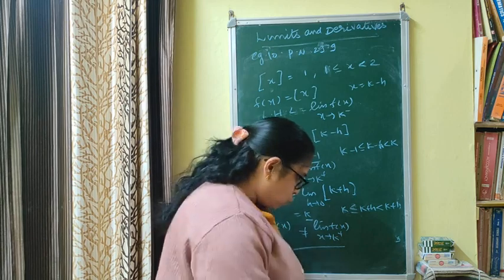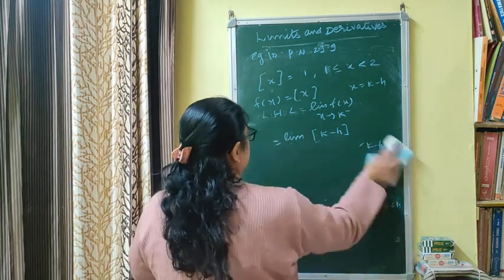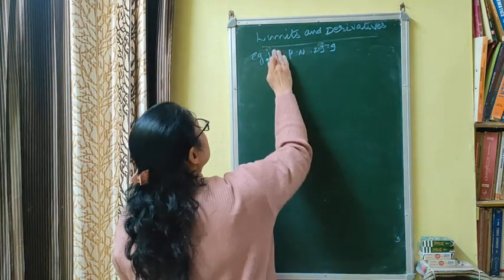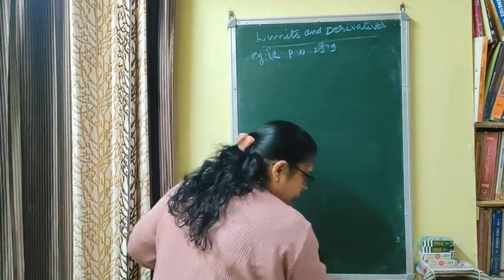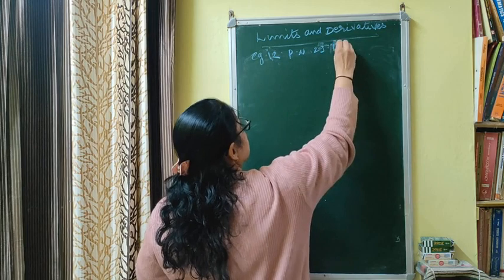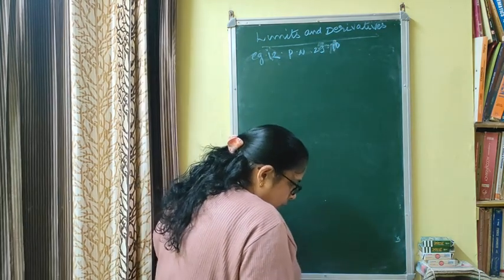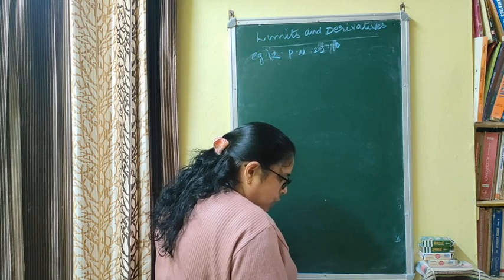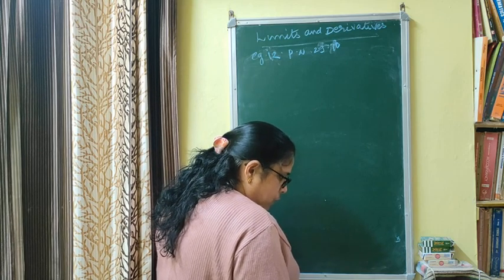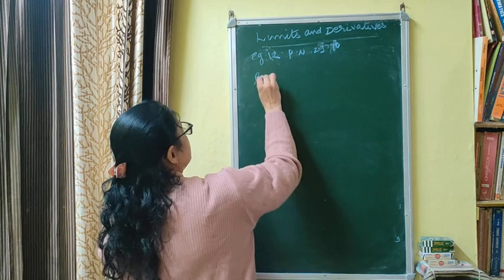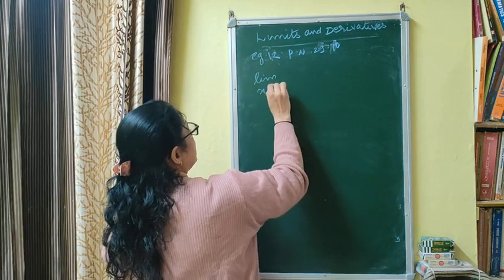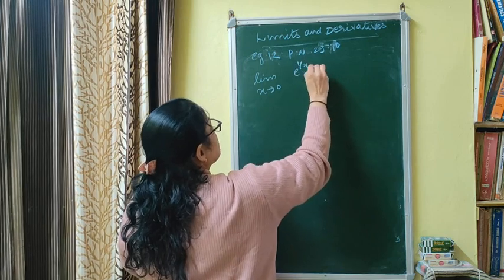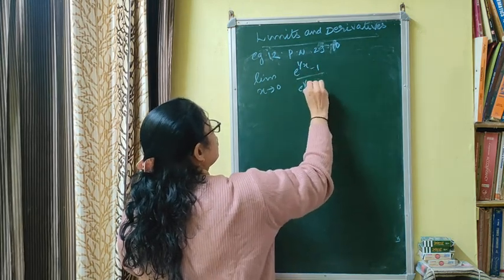Example 11 you can do by yourself. Now I am discussing example 12, page number 29.10. This is exponential function. Show that limit x tends to 0 of e power 1 by x minus 1 upon e power 1 by x plus 1 does not exist. This also you have to do by the left and right hand limit method.